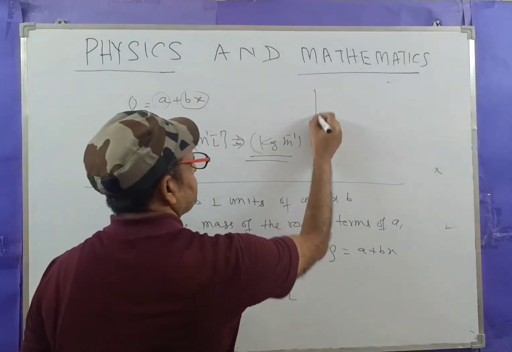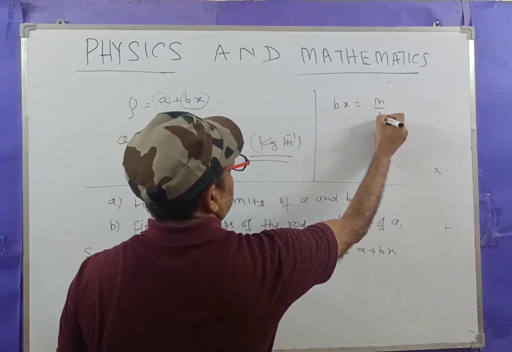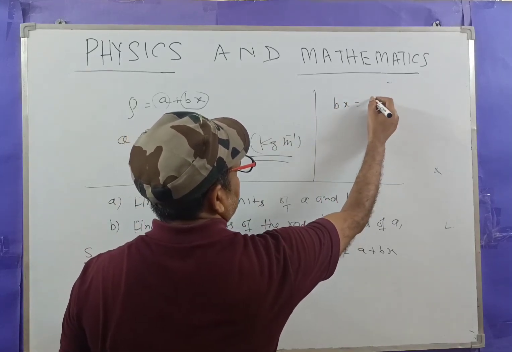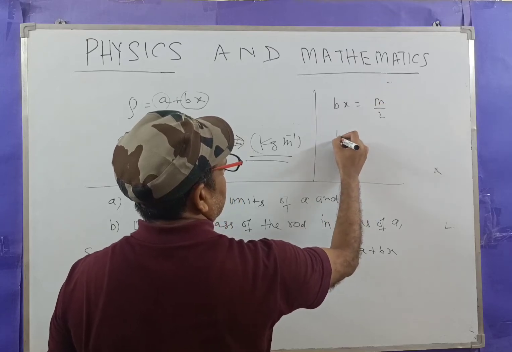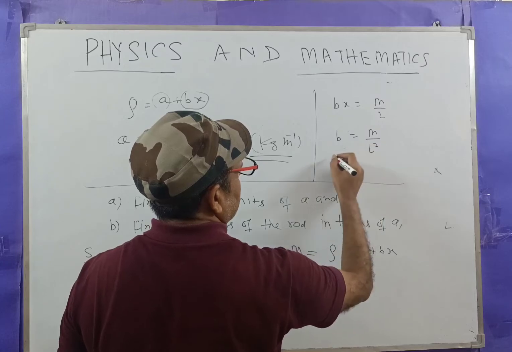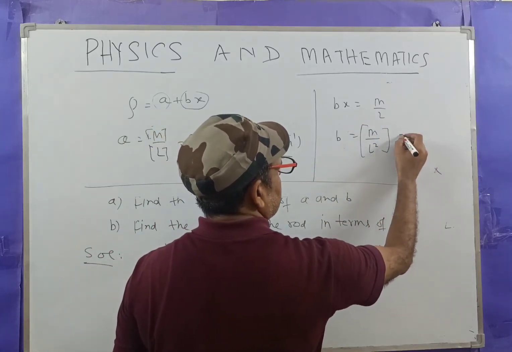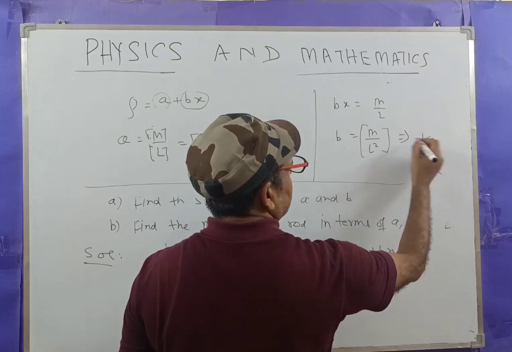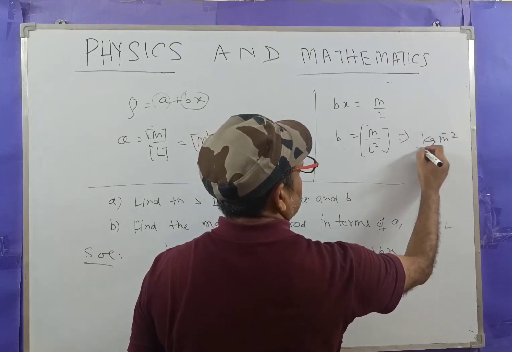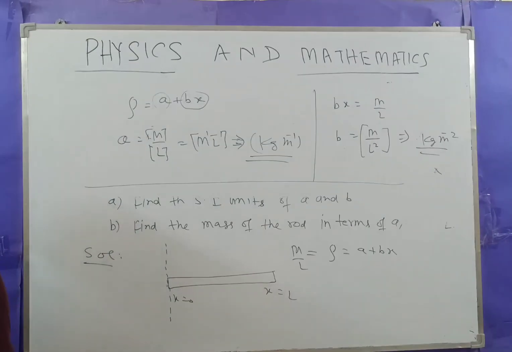And for B, Bx is also density, mass by length. Here you can say B is equal to m by L, and x is also L, so L square. You can write here mass, the unit will be kg per meter square. This is the unit of B, kg per meter square. I think you have got the meaning.